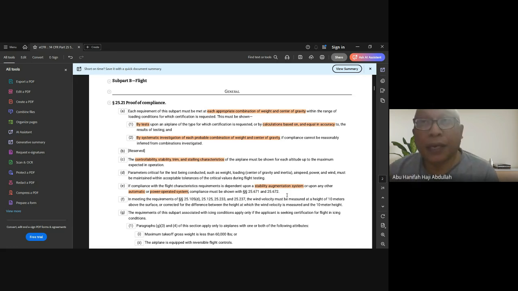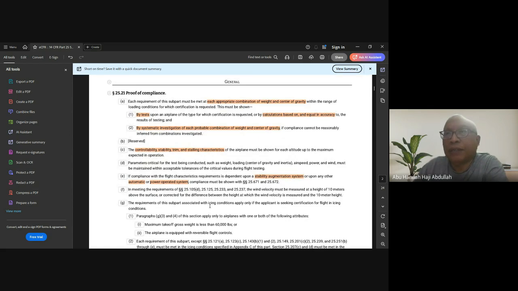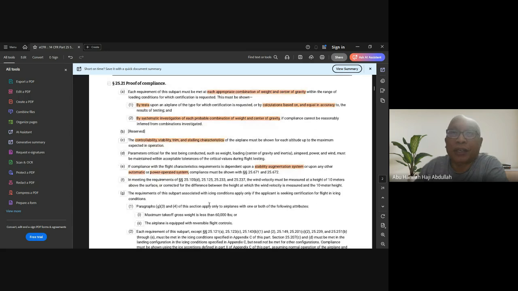Okay. And then, in meeting the requirement, the wind velocity must be measured at a height of 10 meters above the surface, or corrected for the difference between heights at which the wind velocity is measured. So wind velocity at 10 meters above the surface also needs to be considered. We are talking about wind velocity, so I think it's crosswind. The requirement of this part is also associated with icing. The condition applies if you seek approval to fly into icing. If not, then you are not allowed to fly into icing.